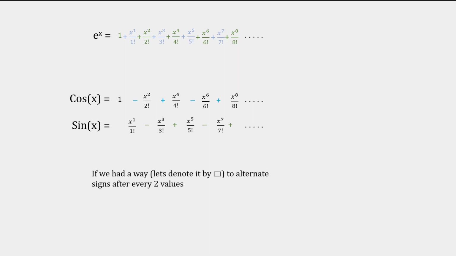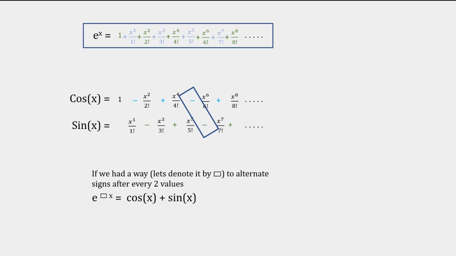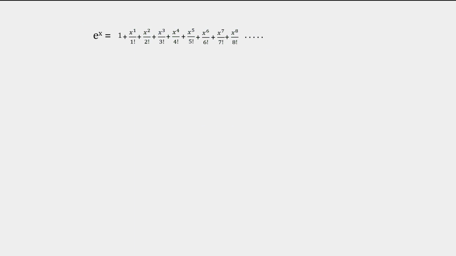If we had a way to alternate signs between negative and positive after every two values, let's denote that way by a box. Then we could apply it and get e raised to power box x is equal to cos x plus sin x. But we don't exactly have that. But this series has given us something close to this. This series gives us an alternate way to look at exponents, a way in which we can take an imaginary exponent as well, which will take us close to what we want.